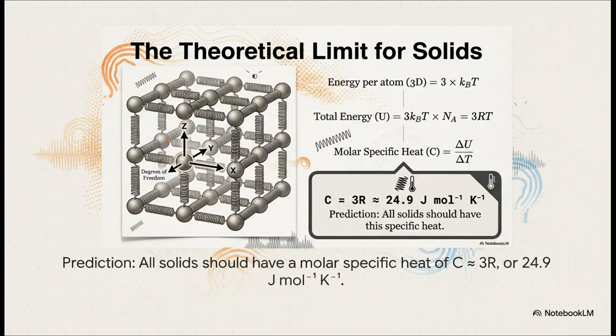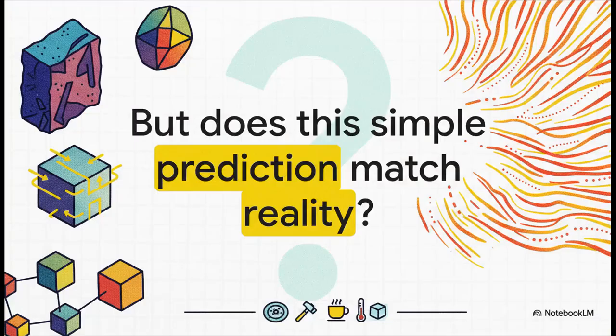For a solid, this leads to a pretty amazing prediction. The molar heat capacity for any solid should be about 3 times R, the universal gas constant, which comes out to roughly 24.9 joules per mole per Kelvin. Now, that is a bold claim, right? To say that we can predict a key property for almost any solid using just one simple number? But does this elegant theory actually work when you test it on real stuff?